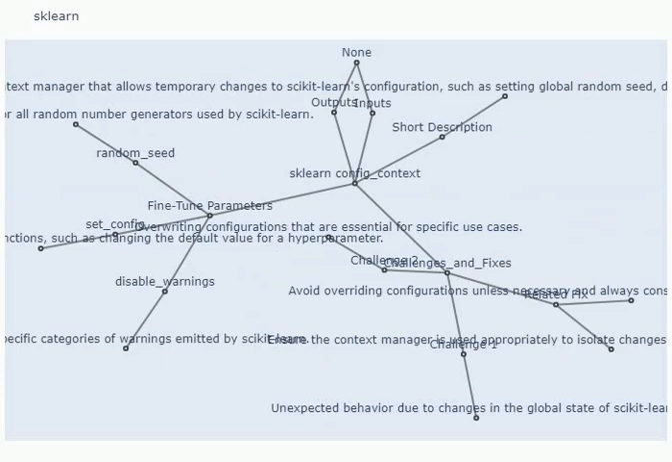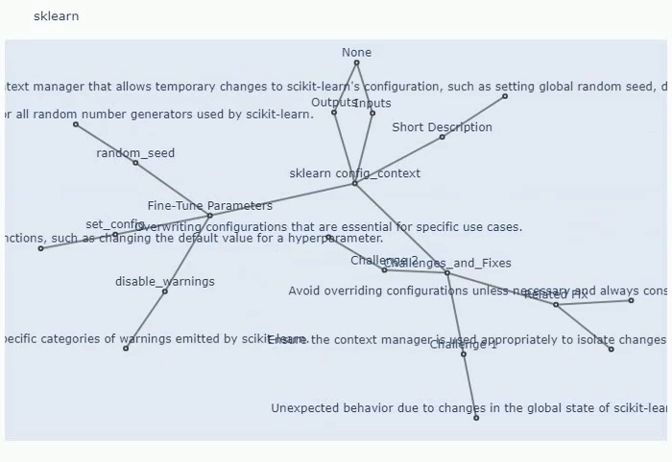Unexpected behavior due to changes in the global state of scikit-learn. Related fix. Ensure the context manager is used appropriately to isolate changes and revert to the original configuration after use. This is the core principle of context managers. They modify the state within their scope and then automatically restore the original state when the scope ends.